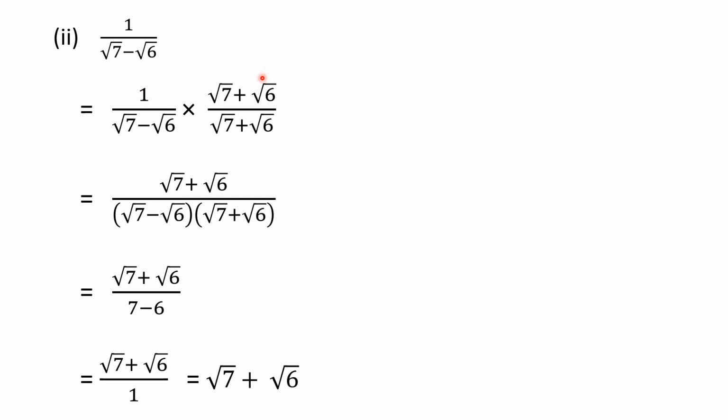Now 1 into root 7 plus root 6 is root 7 plus root 6 itself. Root 7 minus root 6, root 7 plus root 6. I multiply them both. So I wrote it like this, multiplication, right? Now after multiplication, I look at the numbers. Root 7, root 6, root 7, root 6. So which formula can I use? I can use the root a minus root b into root a plus root b formula.